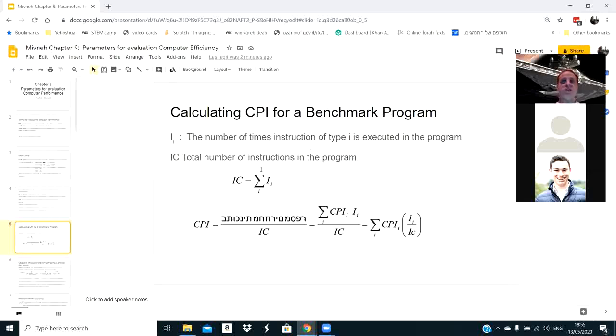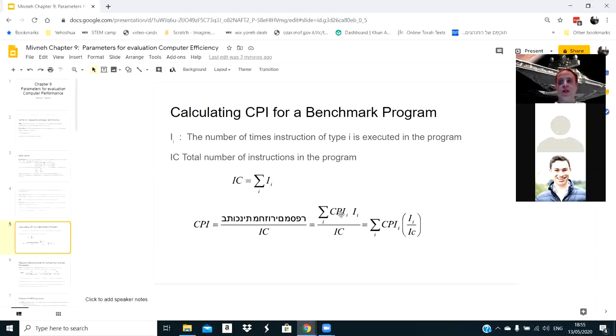So it's very simple. It's the sum, you can think of it yourself, it's the sum of the CPI for a particular instruction times I, which is the number of times the instruction type I is executed in the program. So in other words, I have my R type. This is, for example, my R type, the CPI of R, times how many R's are in my program. I just choose R because they're all the same length. I could really say add. The add, how many times the add?